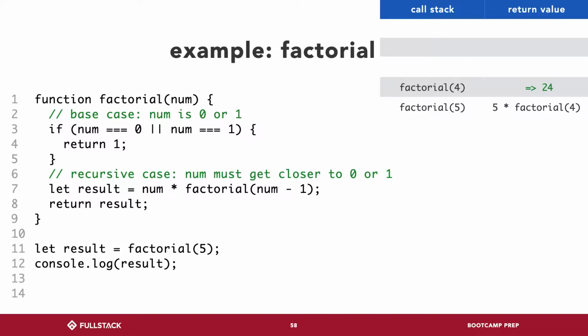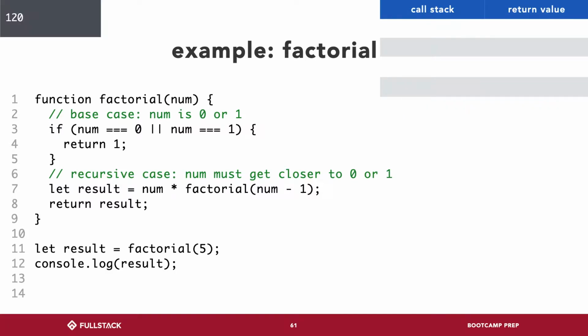Then, since we got the return value of factorial of 4, it's done running, so we remove it from the call stack, and then we have the return value of factorial of 4 here. That means factorial of 5 will return 5 times 24. So factorial of 5 returns 120, and we are finally done. We can finally hit line 12 because result was assigned the value 120, and our call stack is empty, there are no longer any functions running.